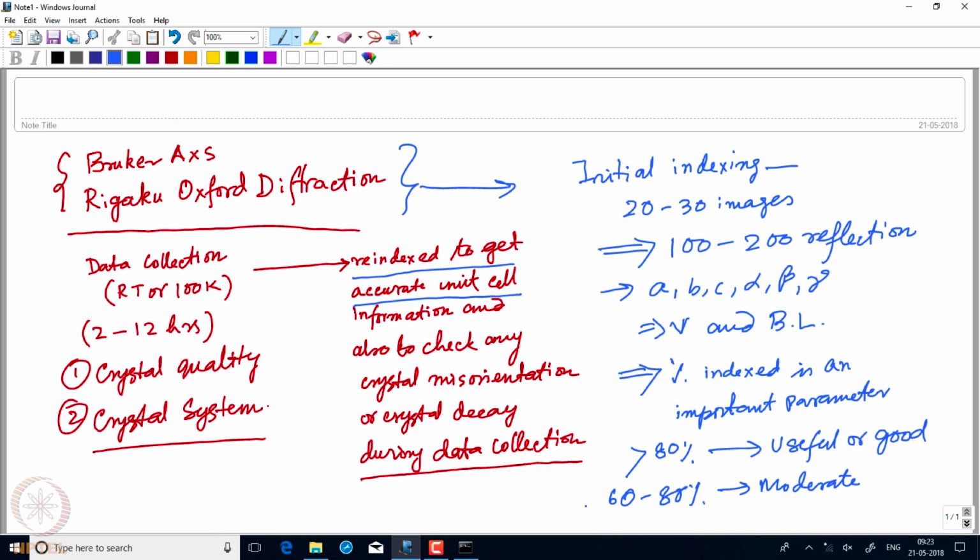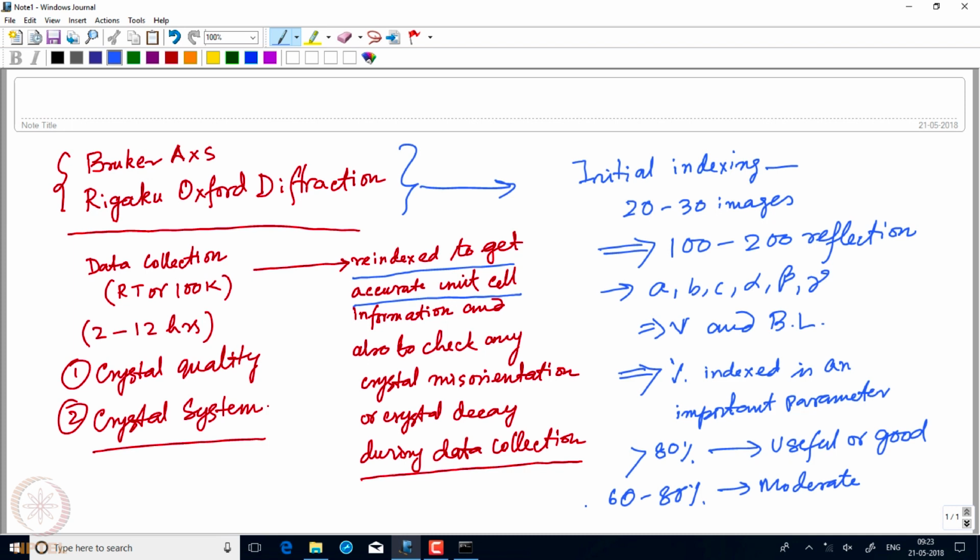What are the things that may go wrong? Number one, the crystal may decay. Number two, during the data collection, if some physical parameters were not fixed properly, for example, after centering, if the screws were not tightened to keep the crystal in center, during data collection the crystal may move out of centering. As a result, the number of reflections that are indexed may be reduced.